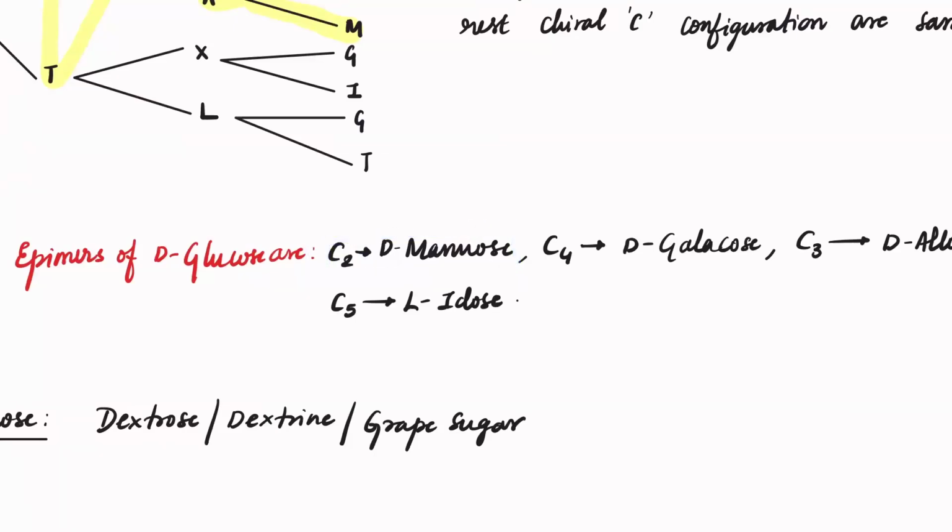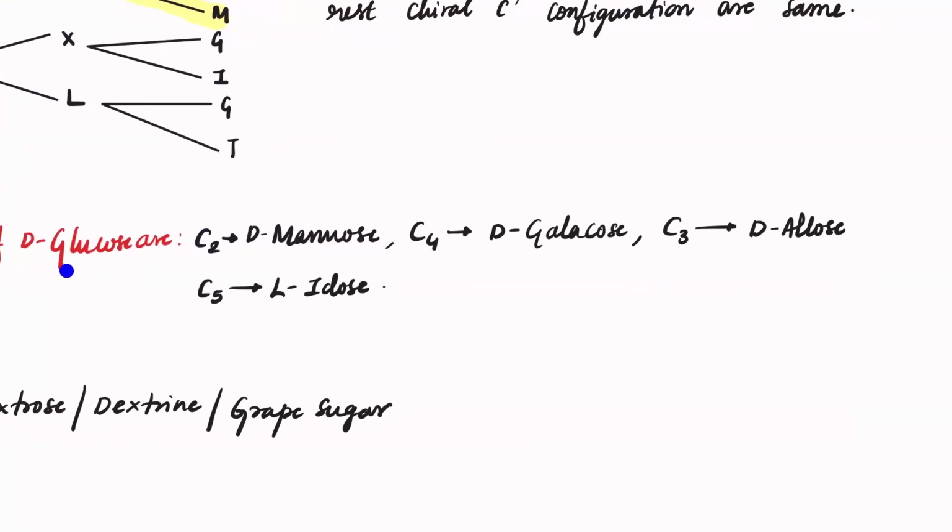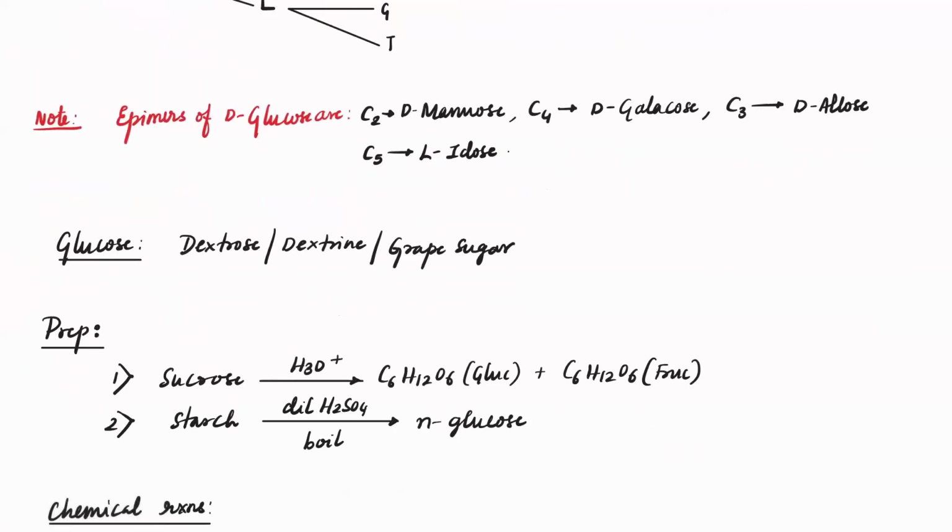And since glucose shows epimerization with mannose at the second carbon, we call mannose the C2 epimer of glucose. Similarly, if you compare glucose with galactose, you will see a difference at the fourth position, and the rest of the structure is exactly the same. So D-galactose is the C4 epimer of glucose. Similarly, the C3 epimer of glucose is allose, and the C5 epimer of glucose is idose. These are a few epimeric forms which we need to know.